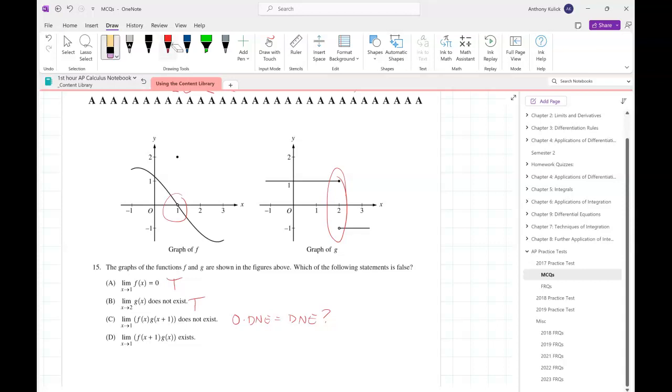So the next one says limit as x approaches 1 of f of x plus 1. So 1 plus 1 is 2. Well, that's just -1. And the limit as x approaches 1 of g is 1. Well, that exists. That's true. Well, that was the one I wasn't sure about, so that's probably the false one because the other ones I'm positive are true.